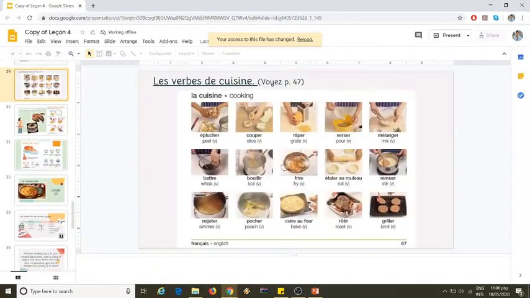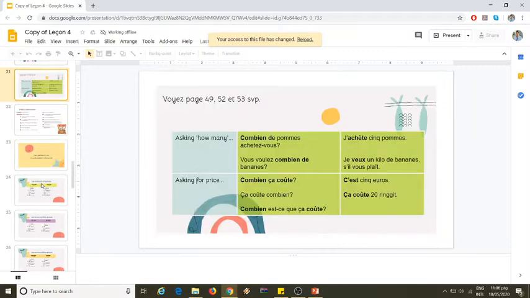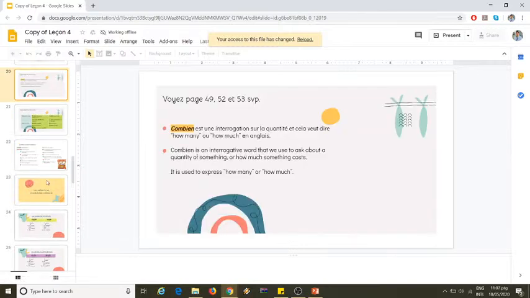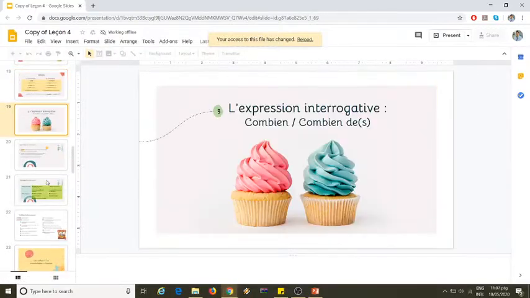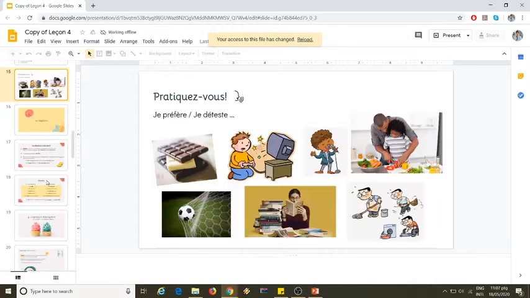Okay, we have 2 more weeks lah untuk habiskan ni. So I suggest we finish now. Korang pun boleh rehat. Any questions, saya akan bagi 1 minit atau 2 minit lah untuk soalan. So kita akan sambung dekat page ni, l'expression interrogative, combien, combien de, how much.